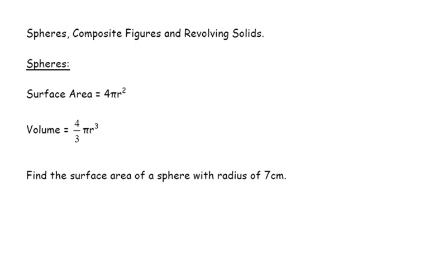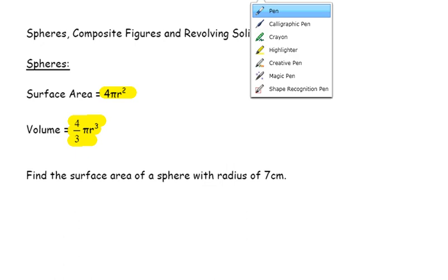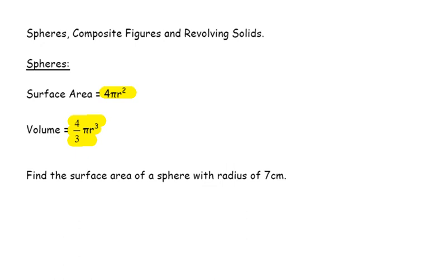With spheres, there are only two formulas. There's the formula for surface area, which is 4 pi r squared, and the formula for volume, which is 4/3 pi r cubed. Obviously, there's no lateral surface area formula because a sphere just has one surface.